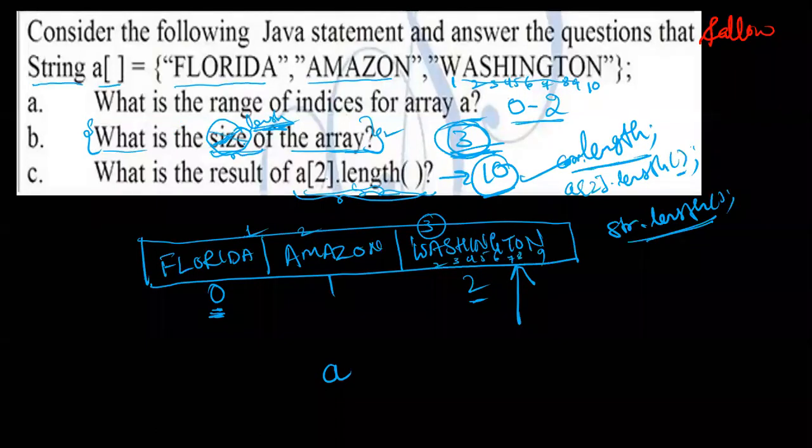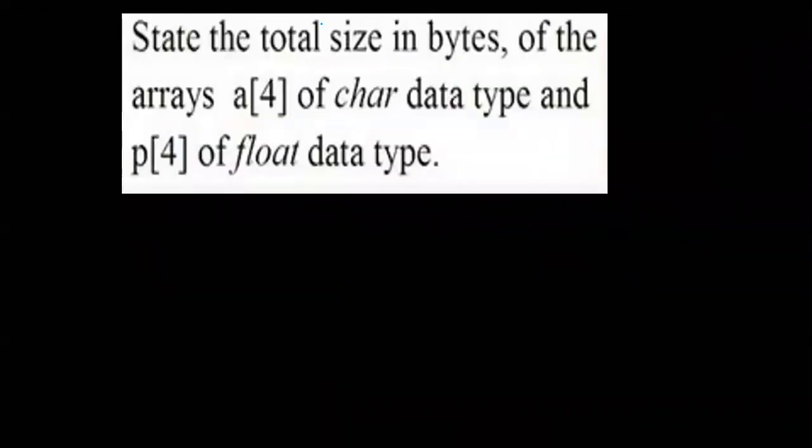Instead of length, they gave size. Okay, leave it. This is length. Now here you can see how to calculate the size of the array. Here I am showing how to calculate the size of the array. State the total size in bytes of array A4. See, they gave A4 of character data type. Next, P4 of float data type.